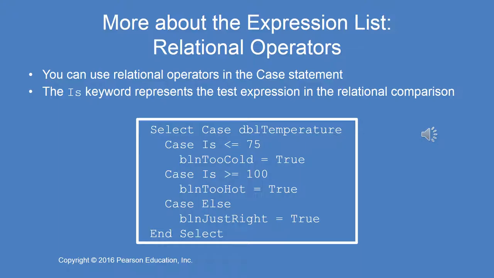Well, it would be greater than 75 and less than 100. Because if it's less than or equal to 75, the first case will be true and will set Boolean too cold to true. If it's greater than or equal to 100, the second case will return true and will execute the statement there. Boolean too hot is assigned the value true. So it's only for values of double temperature that are greater than 75, not equal to 75, greater than 75, and less than 100, for us to hit the else and the Boolean just right to be assigned the value true. Hope this helps.